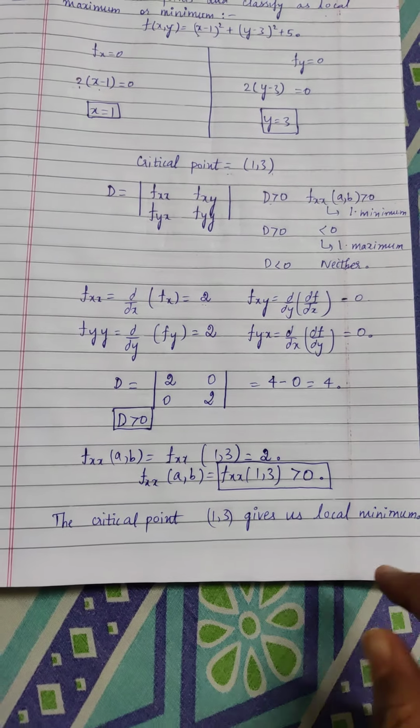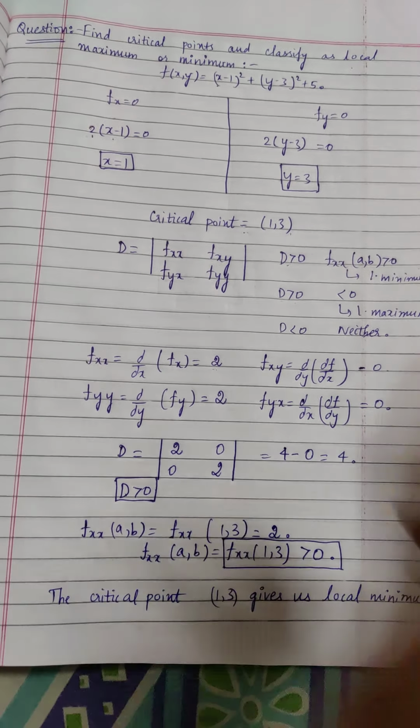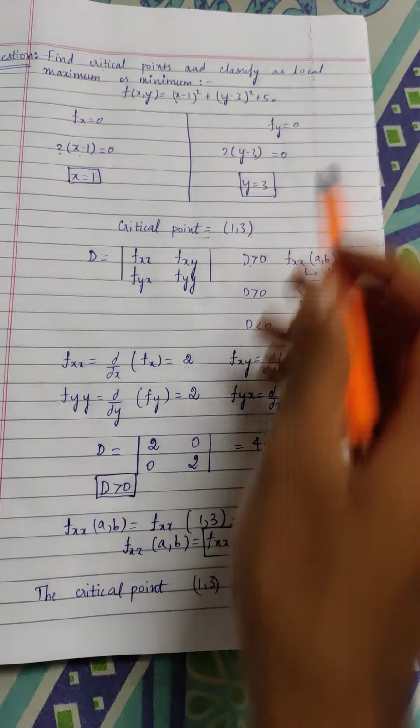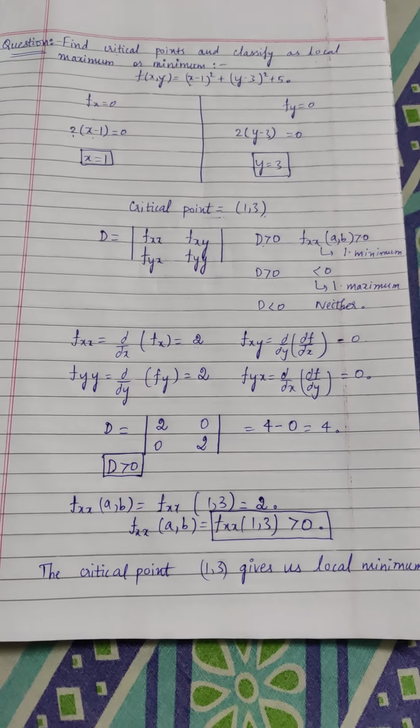So I guess we are done here. We have now done the two parts of the question. We have found the critical point, and then we have classified it. We have found that the critical point gives us a local minimum. So yeah, that's it.